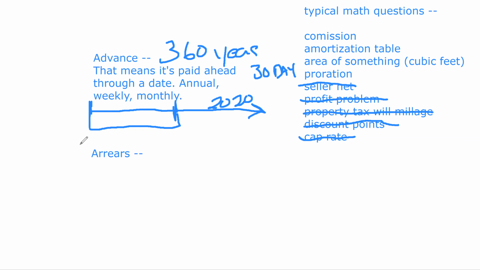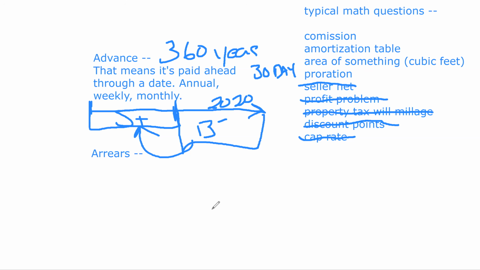So if the seller has paid in advance, then from the day of closing to the end of the year, or till the end of the month, or whatever the period is that has been paid in advance, the buyer will be debited and the seller will be credited for this time, okay? Debit the buyer, credit the seller. So if I close November 2020, I'm only paying for November and December. Yes, if the seller has paid in advance, okay?